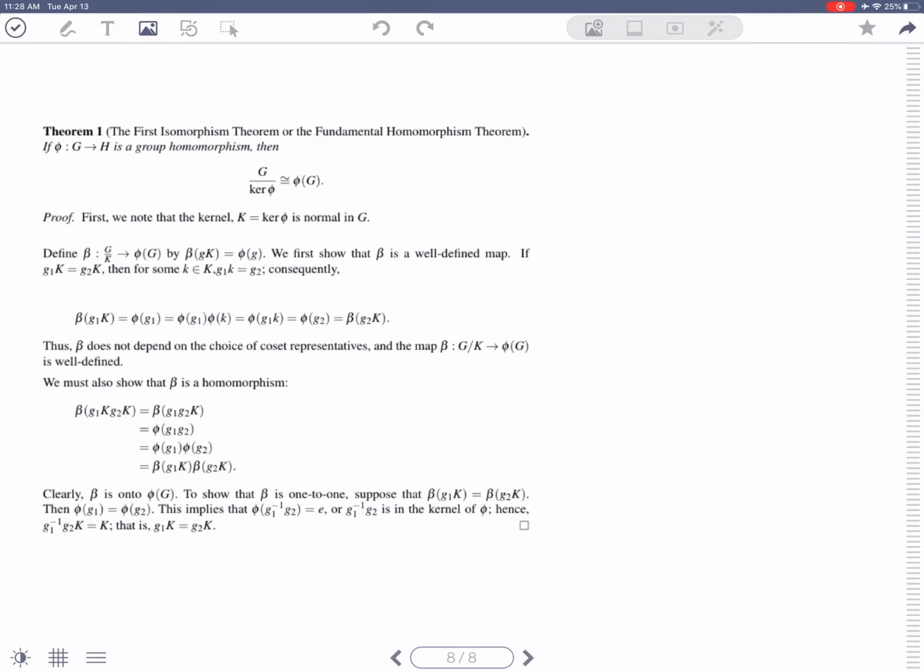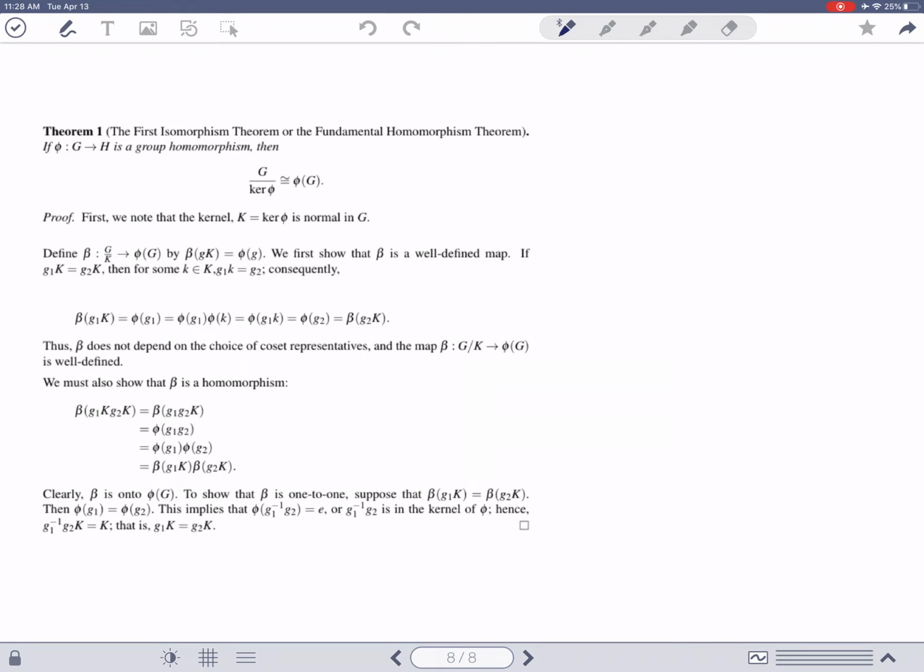Okay, here we go. So this is a pretty standard proof of our theorem here. And just so we can keep in mind what's going on, now a little function diagram.